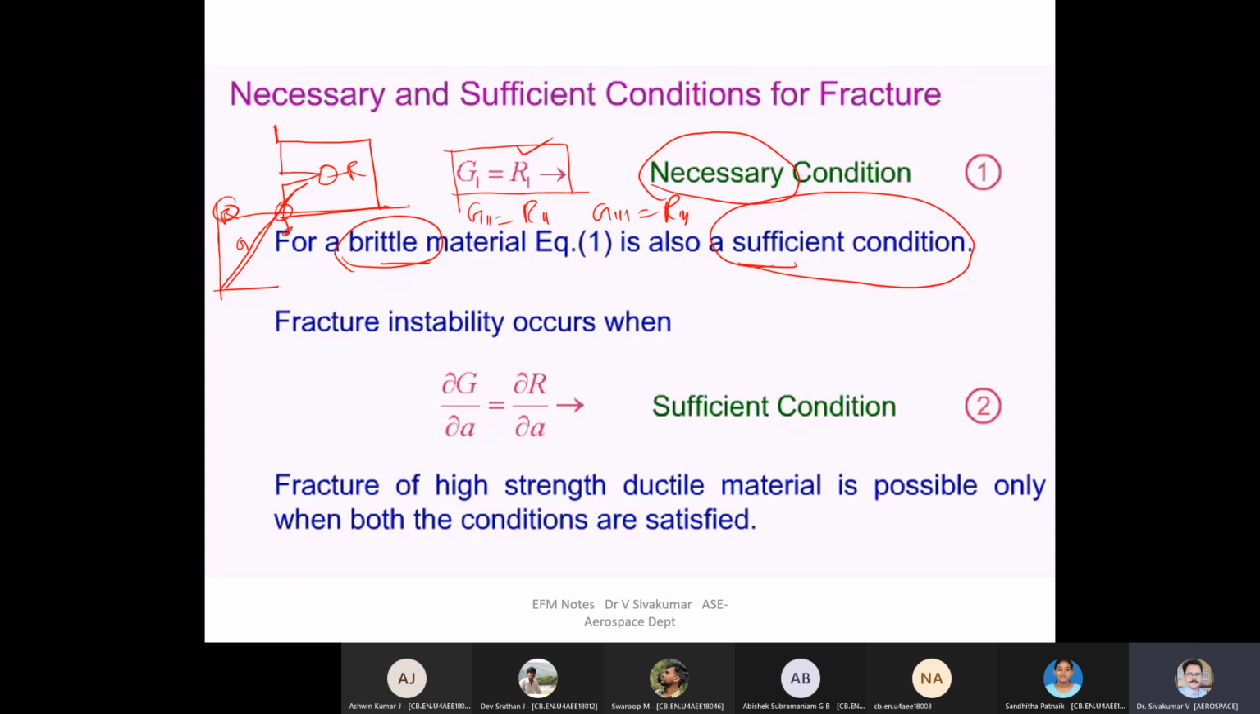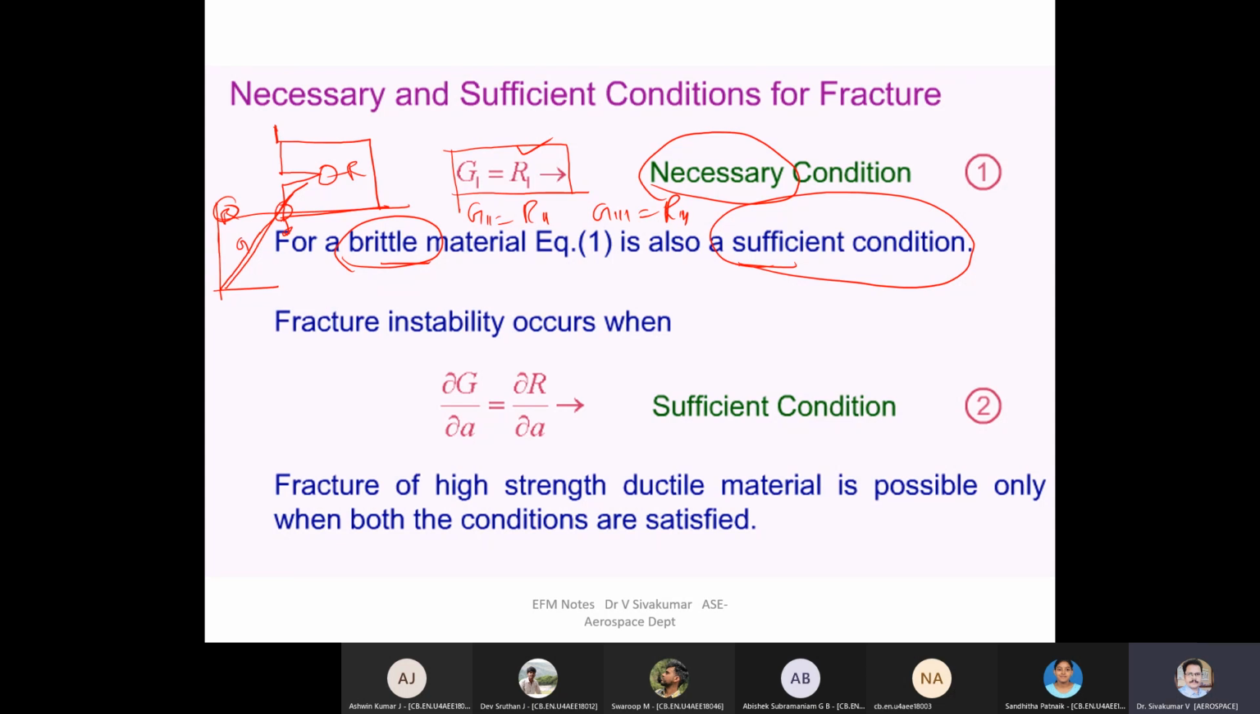So for such materials, you don't look for the sufficient condition, because strictly speaking, you have to check two conditions: the necessary condition and the sufficient condition. Why? When is the crack supposed to start? So the necessary condition is what? G1 equal to R1. For the brittle material, it is also a sufficient condition.